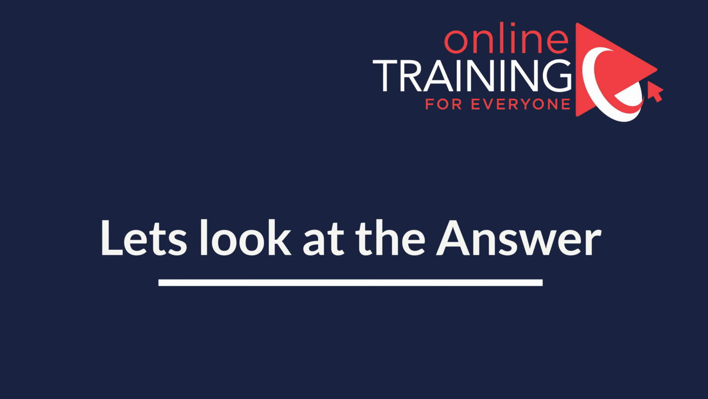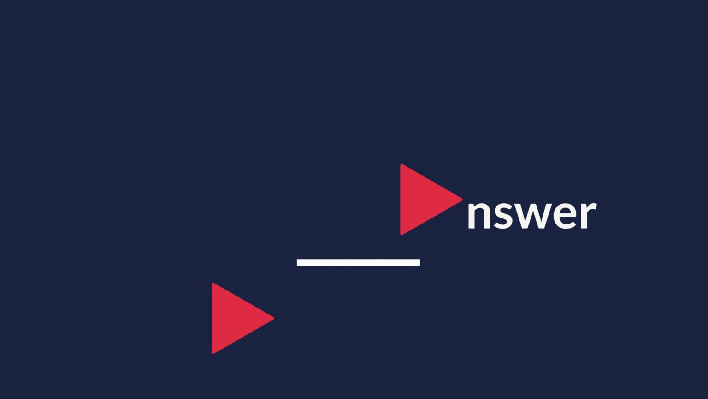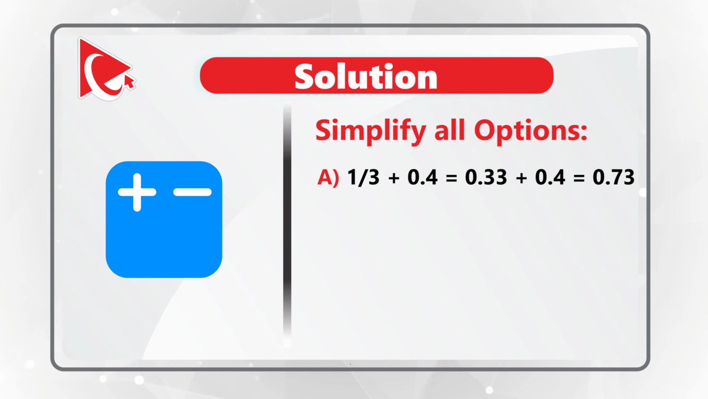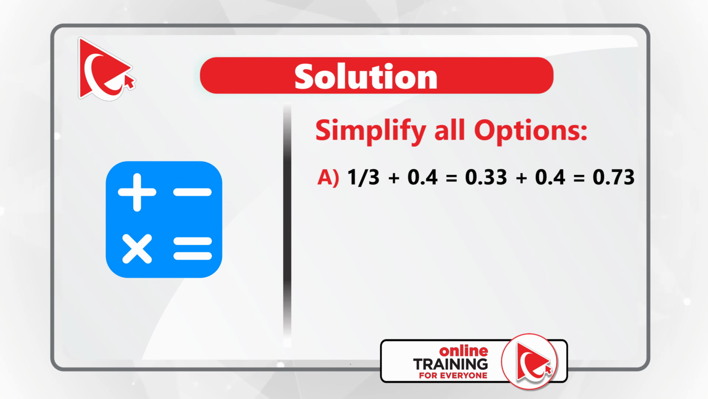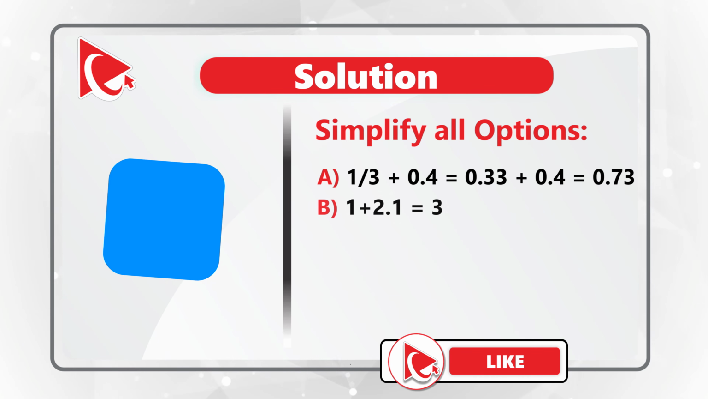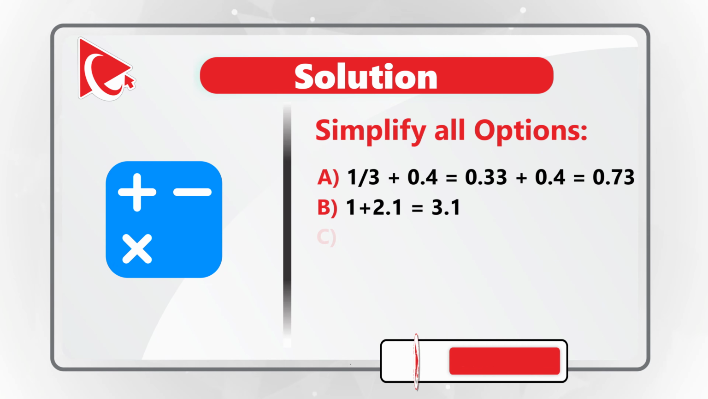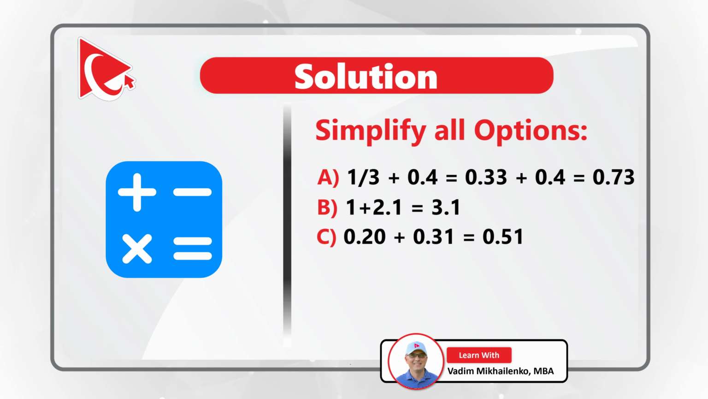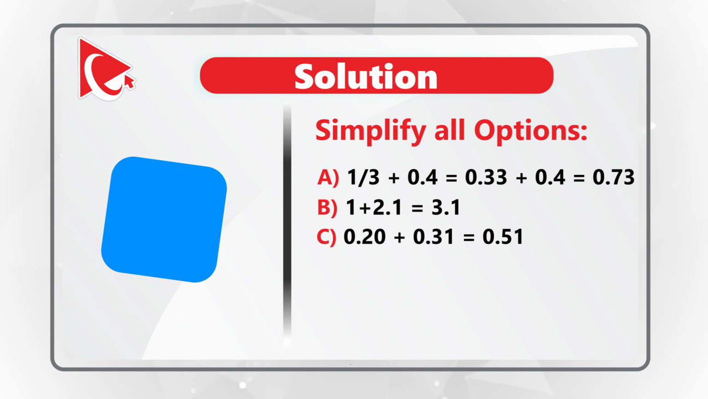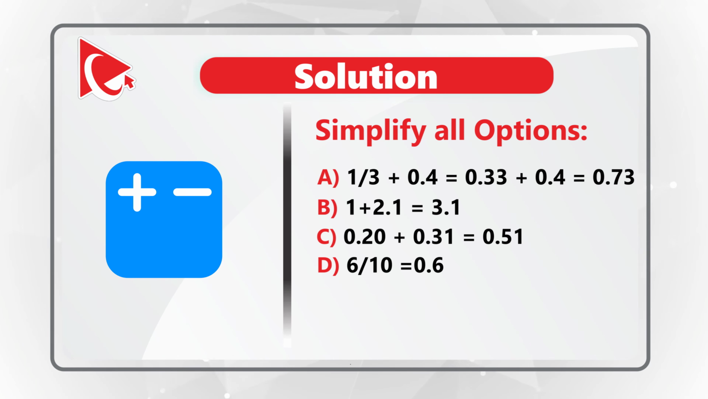To get to the final answer, you need to simplify all the options. For example, option A, 1/3 plus 0.4 equals 0.33 plus 0.4, which is 0.73. Choice B, 1 plus 2.1 equals 3.1. Choice C, 0.20 plus 0.31 equals 0.51. And choice D, 6/10 equals 0.6.